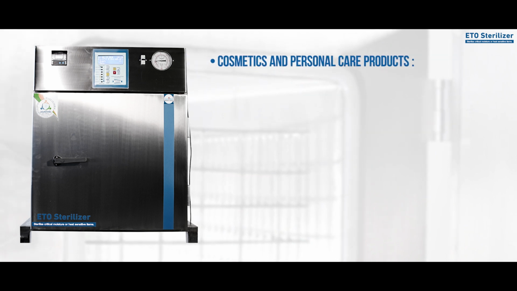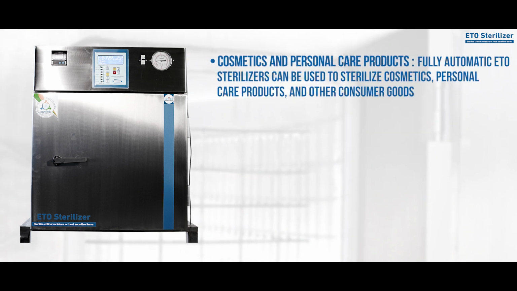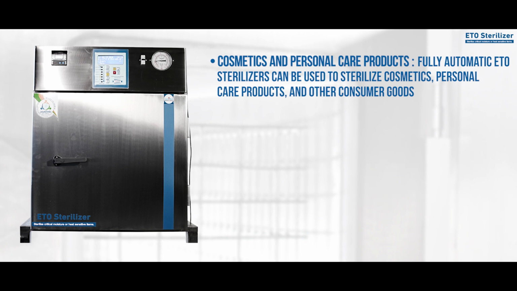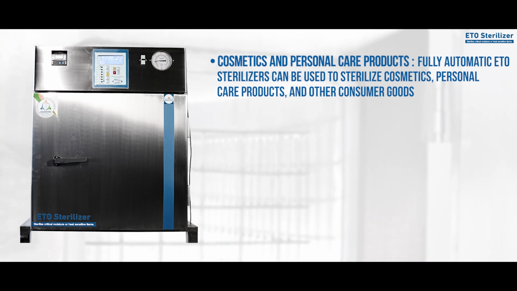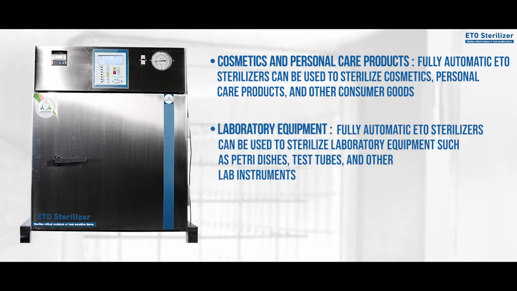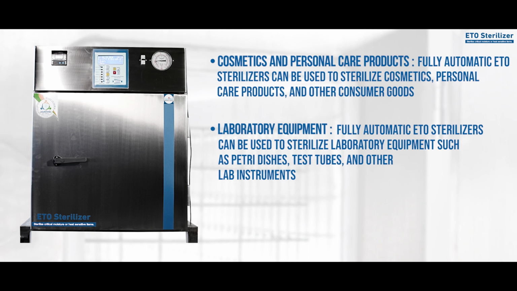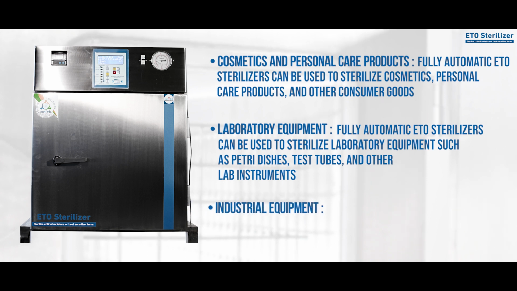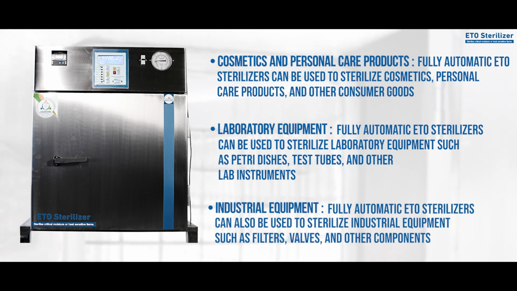Cosmetics and personal care products. Fully automatic ETO sterilizers can be used to sterilize cosmetics, personal care products, and other consumer goods. Laboratory equipment. They can be used to sterilize laboratory equipment such as petri dishes, test tubes, and other lab instruments. Industrial equipment. They can also be used to sterilize industrial equipment such as filters, valves, and other components.